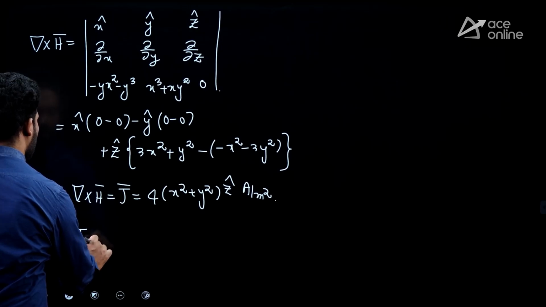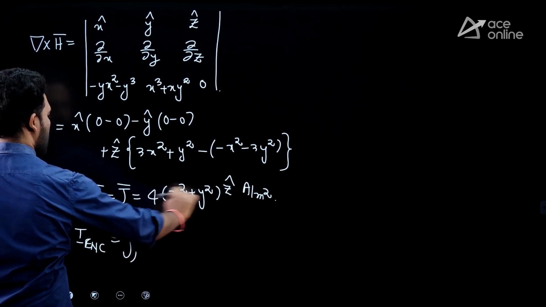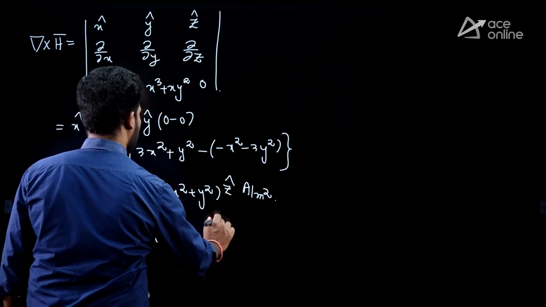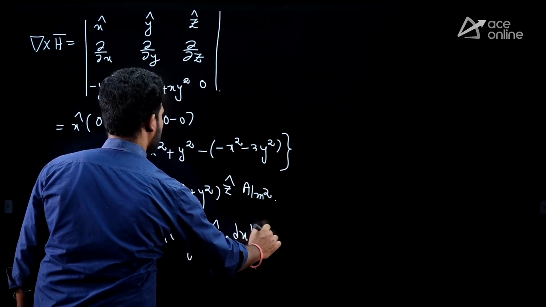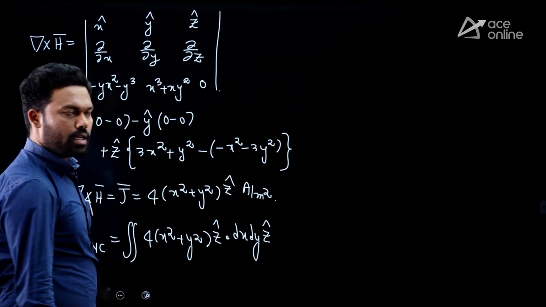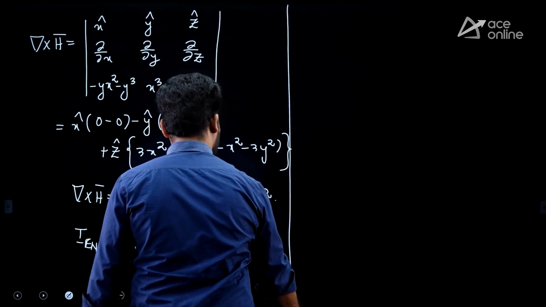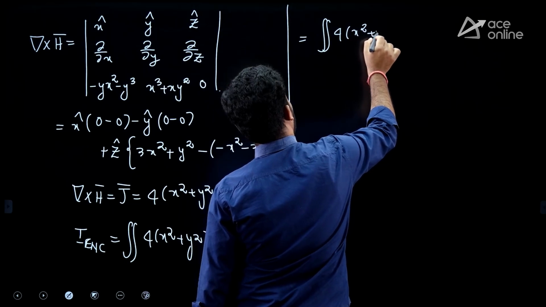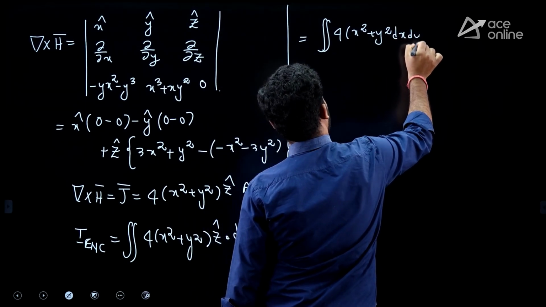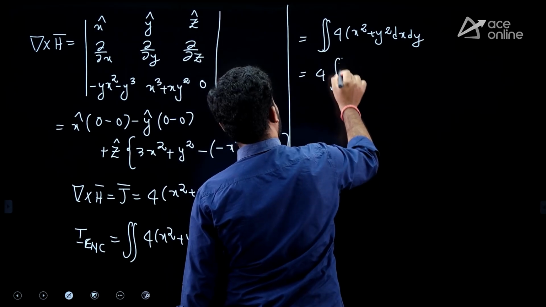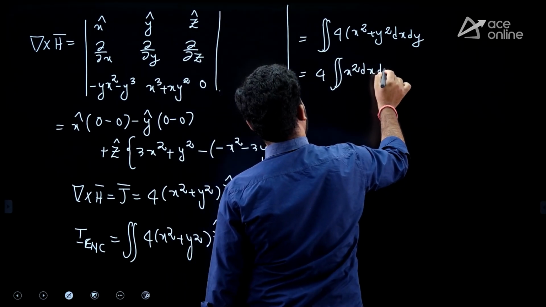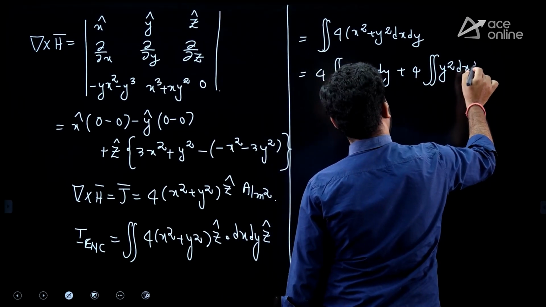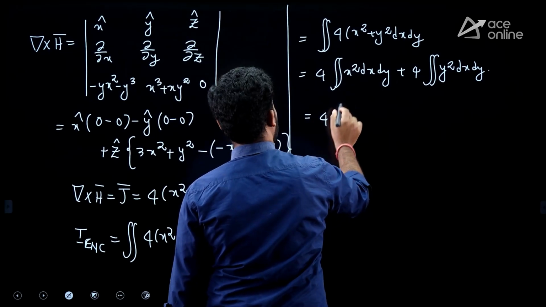So I enclosed, you have to perform the surface integral of this one, which is 4 into x square plus y square into z cap, dot product with dx, dy, dz, z cap. Okay guys, so after performing, this will become surface integral of 4 into x square plus y square into dx into dy. Bring this one inside, it is 4 into x square into dx dy plus 4 into y square dx dy. Perform the integration.